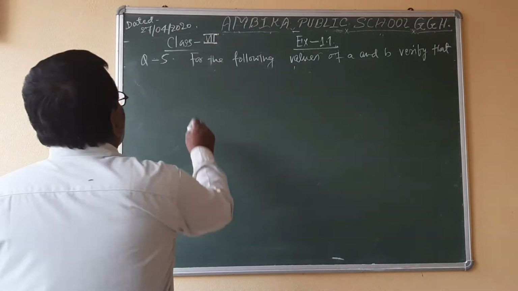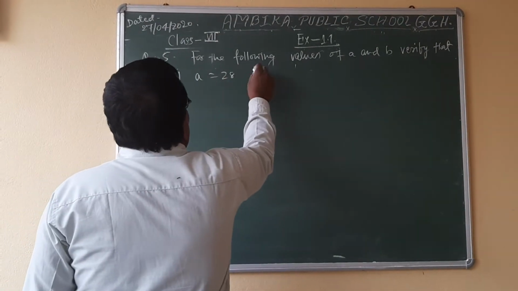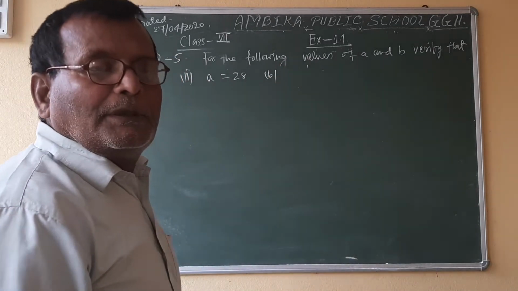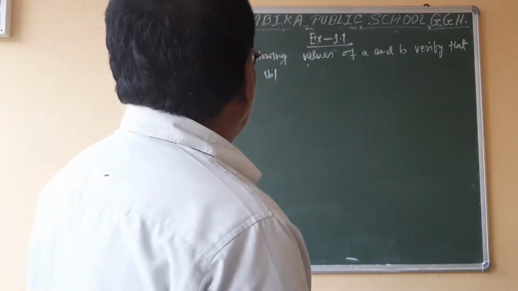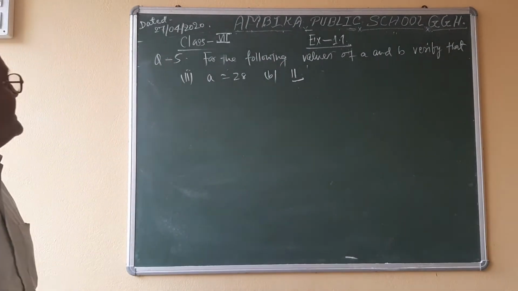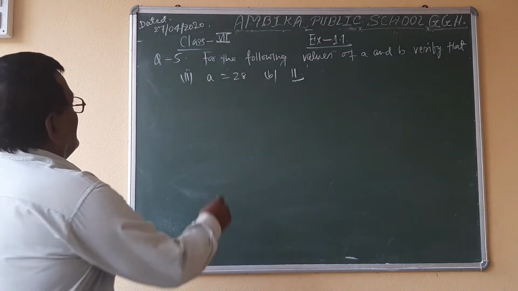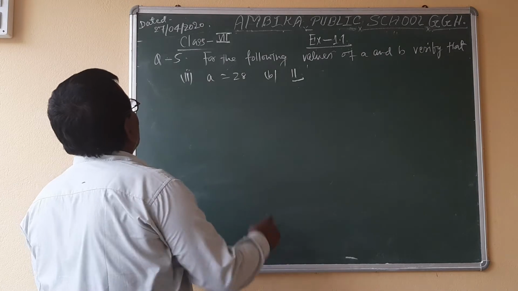A is equal to 28 and B is equal to 11. Do the same as number one. I hope that you can solve it.